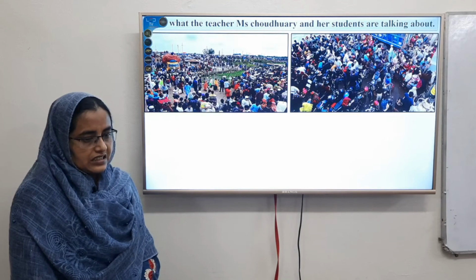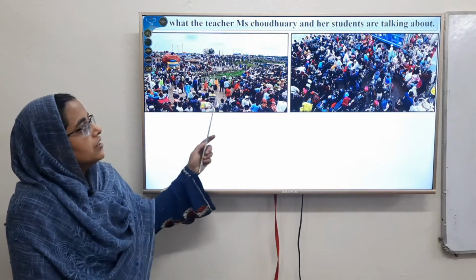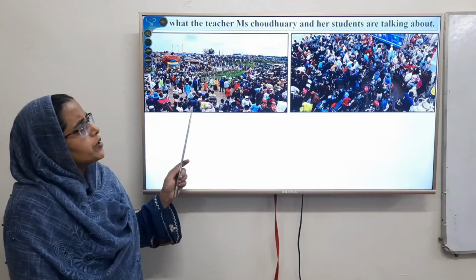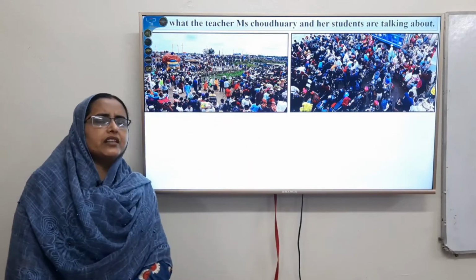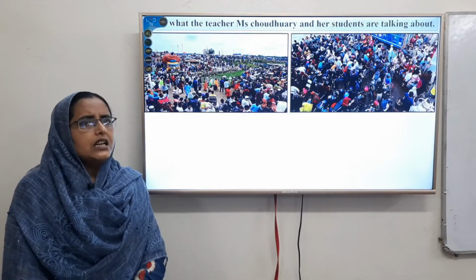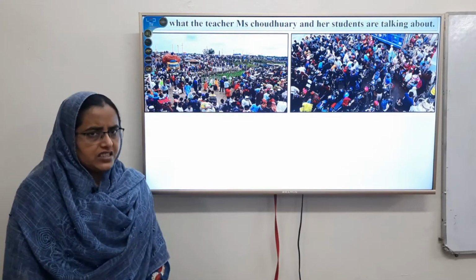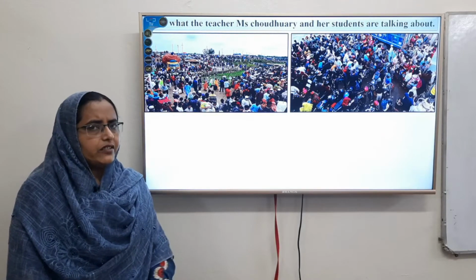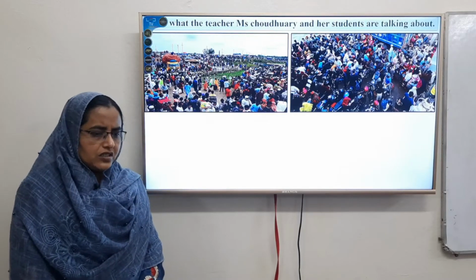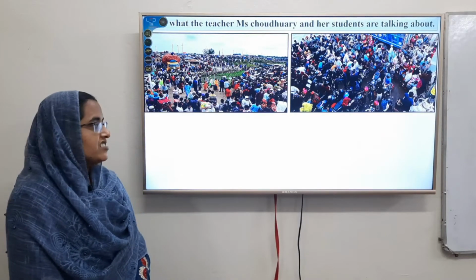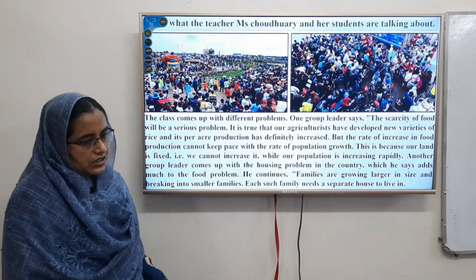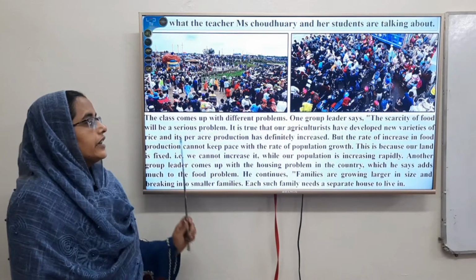Before starting the text, let us see the picture. This is the condition of Bangladesh. Lots of people everywhere, in marketplaces, in offices, in houses, in schools, in ferry ghats, bus stands or railway stations, everywhere we can see people in this way. So, this is the condition of Bangladesh at present. And now, here is the passage. Let us read the text first.